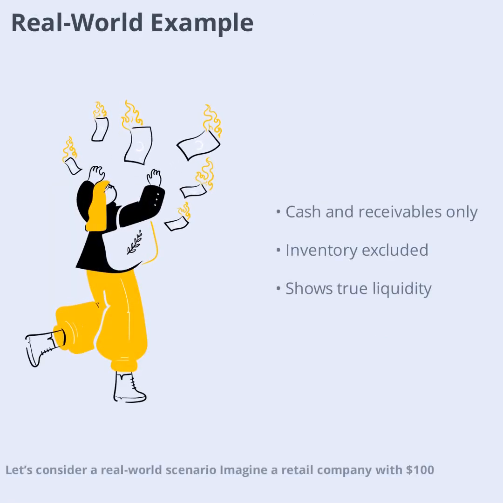Let's consider a real-world scenario. Imagine a retail company with $100,000 in cash, $50,000 in accounts receivable, $200,000 in inventory, and $120,000 in current liabilities. Using the quick ratio formula, only cash and receivables are counted, so the quick ratio is $100,000 plus $50,000 divided by $120,000, which equals 1.25. Even though the company has a lot of inventory, the quick ratio shows it can still cover its short-term debts with its most liquid assets. This example highlights why the quick ratio is so valuable for assessing financial stability.